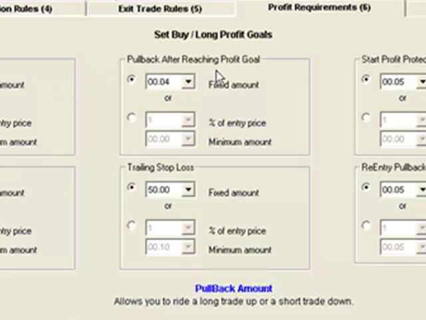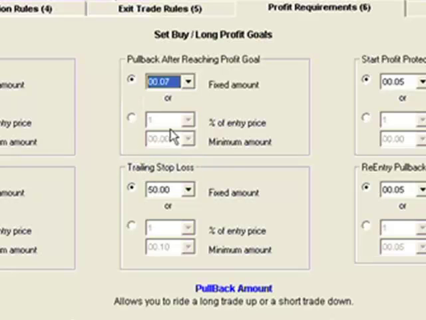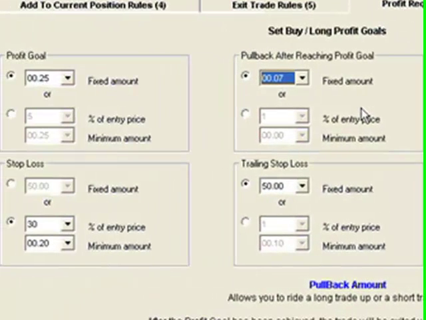Now the next thing that has to happen, after the stock goes up a quarter, it has to pull back by this amount. And in this case, we said 4 cents. Let's go ahead and change that to 7 cents. So once the stock goes up a quarter, the stock has to drop 7 cents for you to get out of the position. So if it was up a quarter, it would have to drop down 7 cents so that it would only be up 18 cents, and it would take you out with an 18-cent profit.